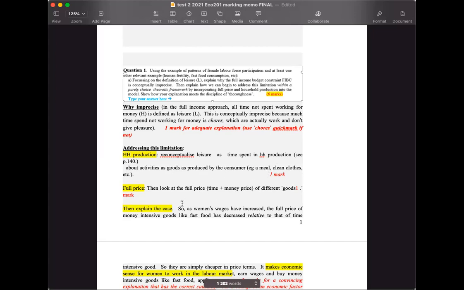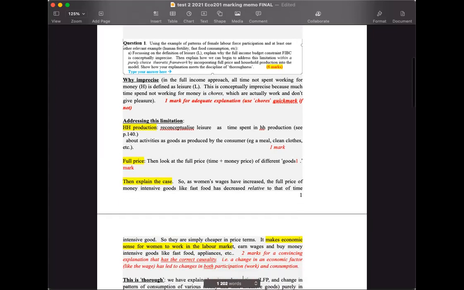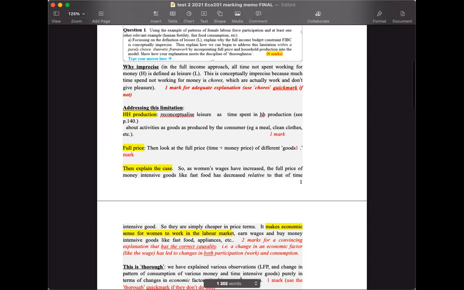Then you're required to explain the case in full. So, as women's wages have increased, the full price of money intensive goods like fast food has decreased relative to that of the time intensive good. So, they're simply cheaper in price terms and make economic sense. So, there's economic sense for women to work in the labor market, earn wages, and buy money intensive goods like fast food, appliances, anything that money can buy. So you get 2 marks for this full explanation, convincing us exactly how you understand the question in your answer.